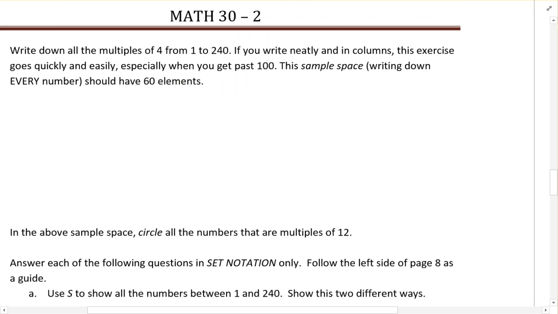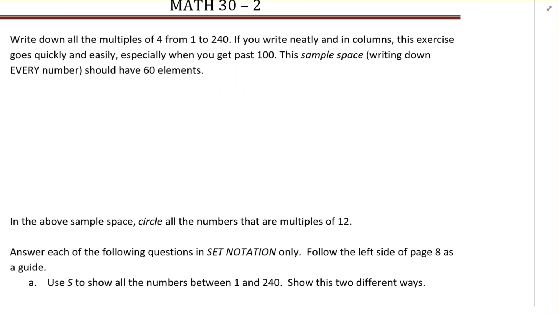Okay, so for this next one, it says write down all multiples of 4 from 1 to 240. If you write this neatly, I'll just kind of show you a way how to do this. It won't be too bad. The sample space will go pretty quick. And the other thing I should have mentioned, what I mean by sample space, is just writing down all of the numbers instead of writing it out in set notation. The sample space would just be writing them all out by hand, usually taking a lot of time to do.